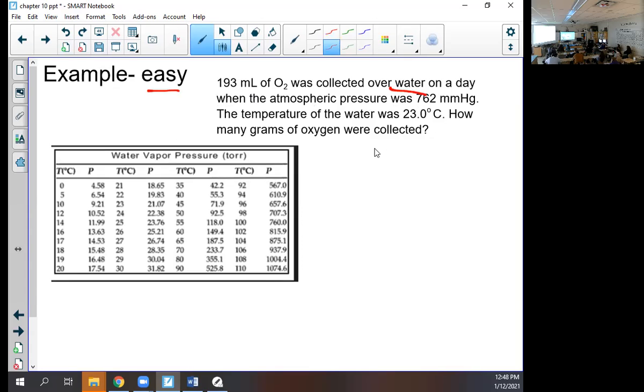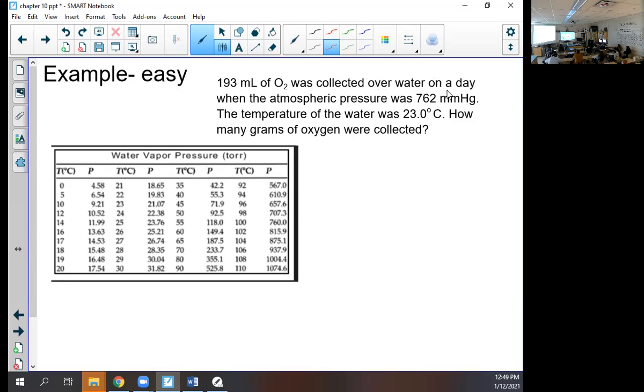Now, sorry, I'm still immature. I can't even do it. I'm 12. I'm sorry. These problems will always say something about being over water, or it will say 193 milliliters of wet gas was collected. Now you know. If you know, you know. They'll just say 193 milliliters of wet oxygen gas. What wet gas means is it was collected over water. So you see why I'm 12. Because it's got water in it.